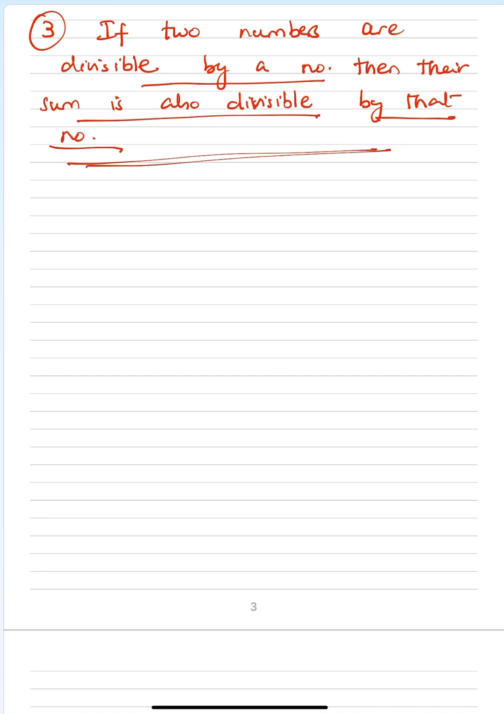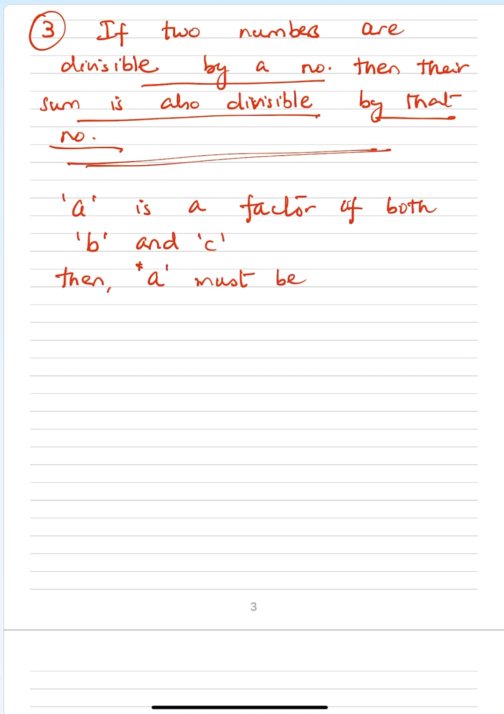So the meaning is, if A is a factor of B and C, then it is a factor of B plus C. Suppose A is a factor of both B and C, then A must be a factor of B plus C.